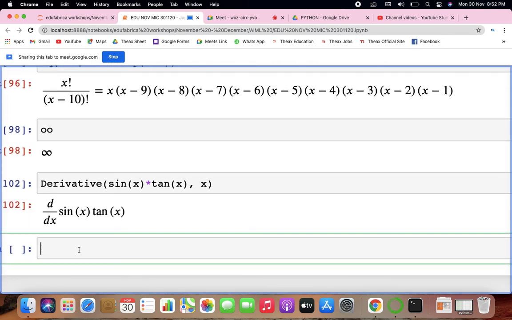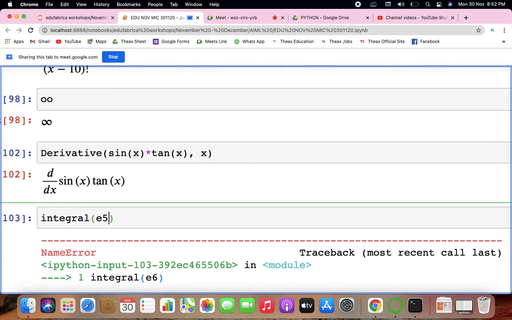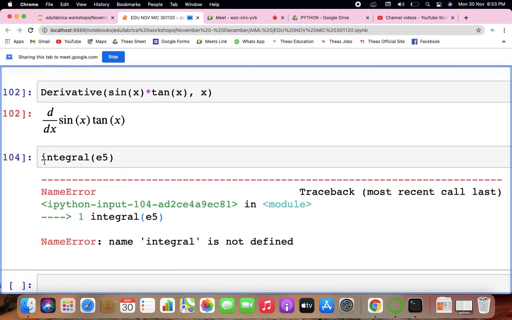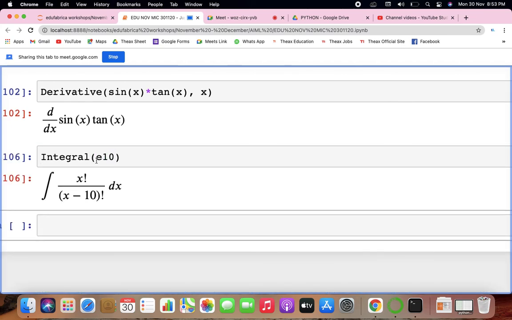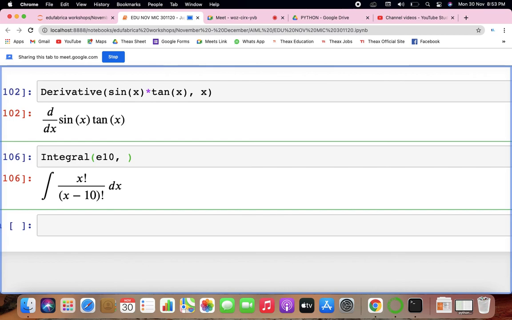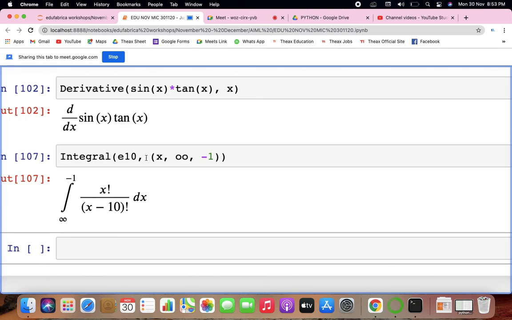Okay. If I say integral of some E6, is it there? No, E6 is not there. E5 is there. Sorry, I'm writing wrong. E10. So integral of x factorial by x minus 10 factorial, and you can give, guys, the x with upper limit as infinite, lower limit as minus 1, whatever things, right? It would be very easy when we go with the things. These things we'll be learning tomorrow, how to set the limits, how to go with integrations and differentiations, okay?